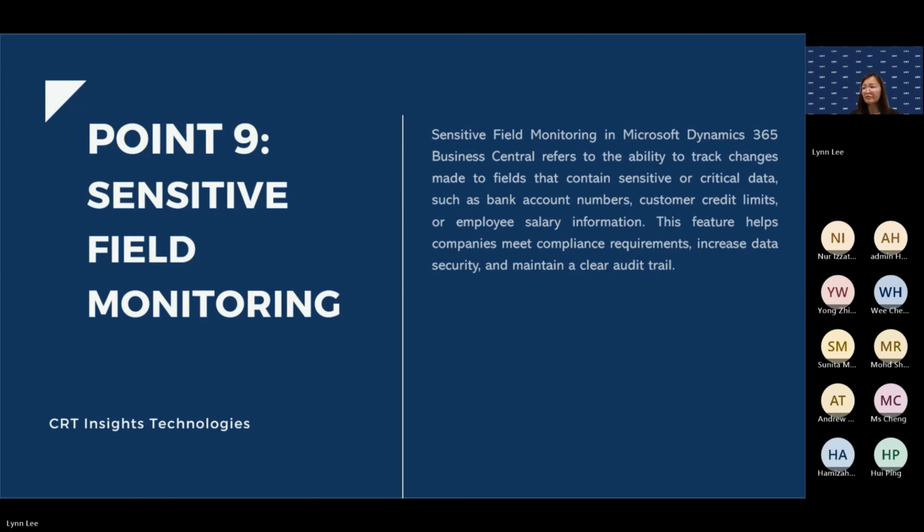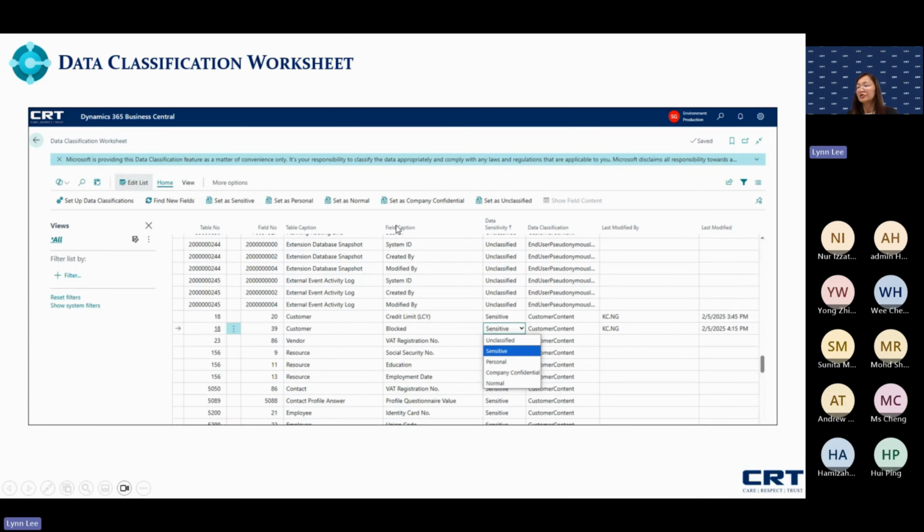This also gives the system admin a real-time notification whenever someone modifies those sensitive fields. There's a function in the system called the data classification worksheet, which allows us to classify our data based on its sensitivity. For example, right now in the customer card, I want to tell the system that this field is sensitive, for example the Blocked field.